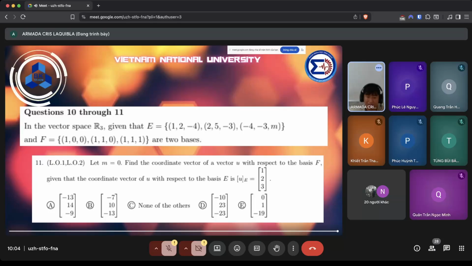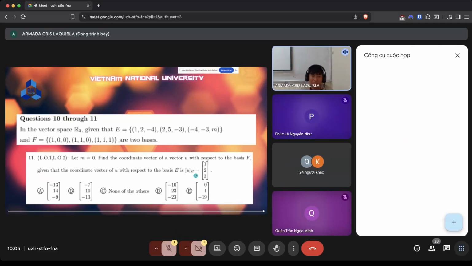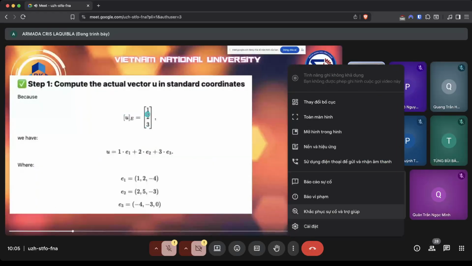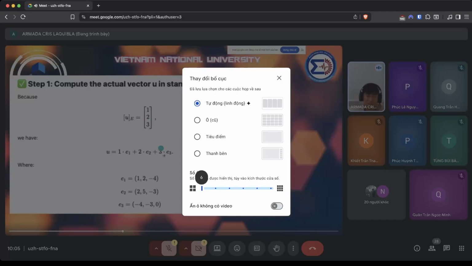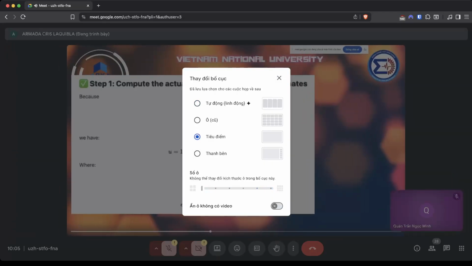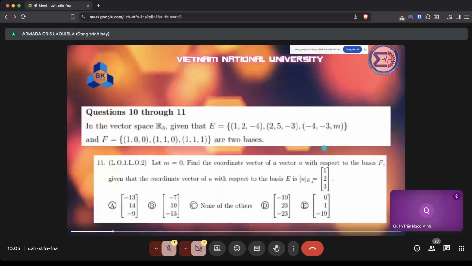So the first step that we're going to do, class, is to get the u first. What is the u? Because the question here is the coordinate vector of u with respect to the basis F, so we have to find the uF, right? So to get the u, it is given already 1, 2, 3. So these are the elements of your lambda, right? The 1 here is the value of your lambda 1, 2 is lambda 2, and then 3 here is your lambda 3. You have to multiply that by your E1, E2, E3. Correct? The vectors here.